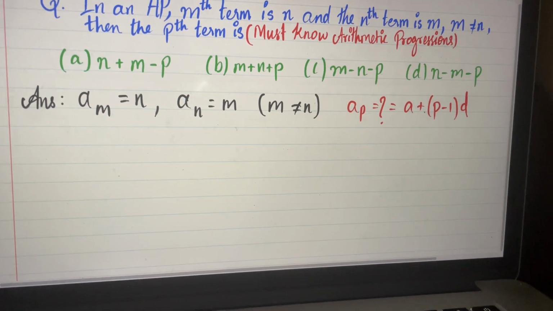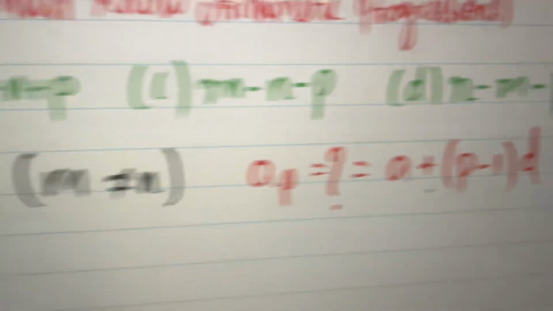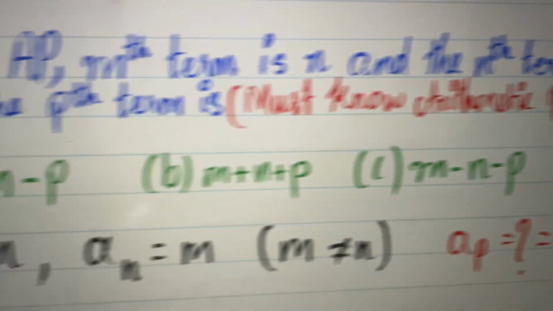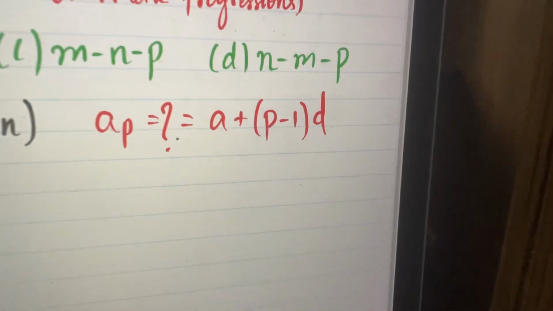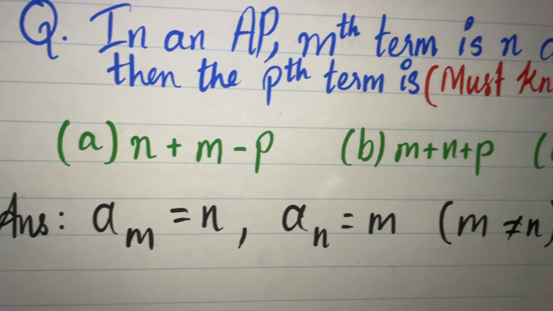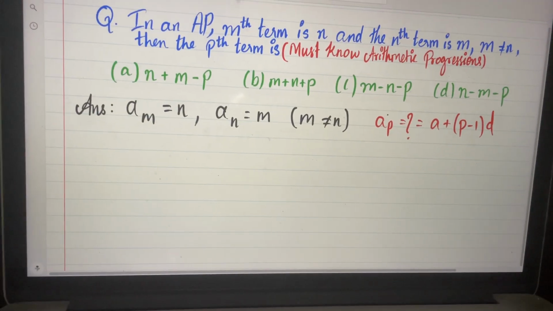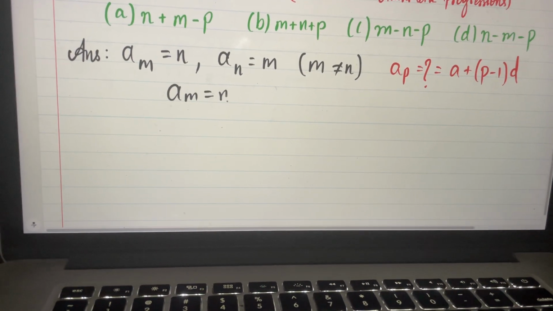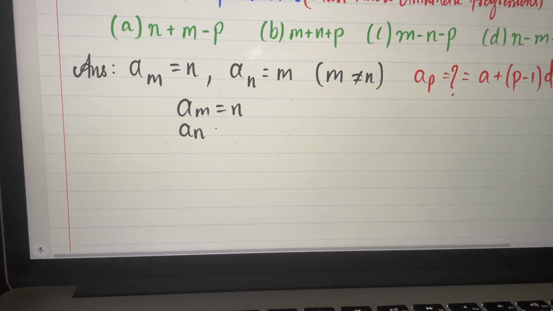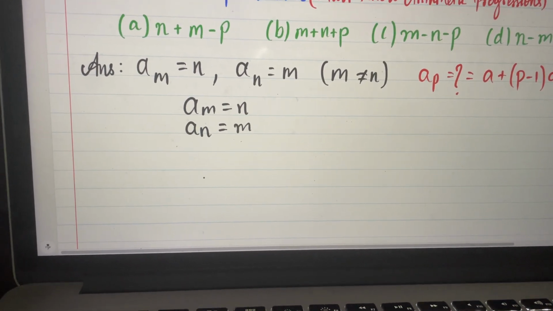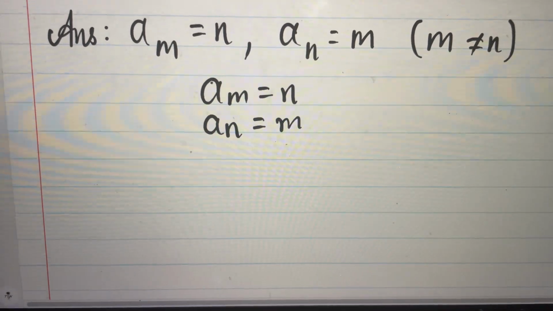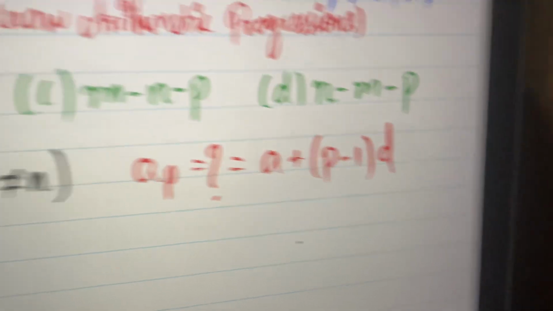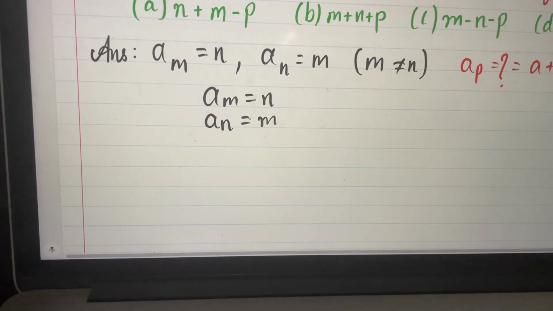Okay, so I like to find a and d because there's p everywhere in the options, so if I find a and d, I can somehow find it. So let me go and find d first. So that is a_m is equal to n, and a_n is equal to m. Now if I subtract a_n from a_m, I can find d. Let me show you how it works.